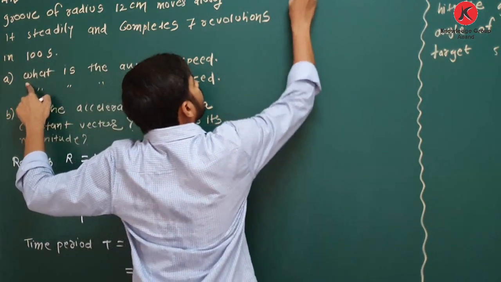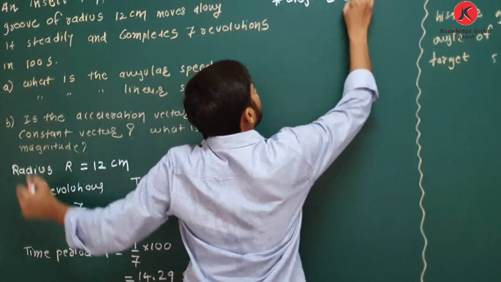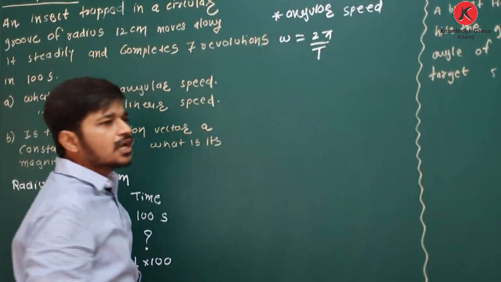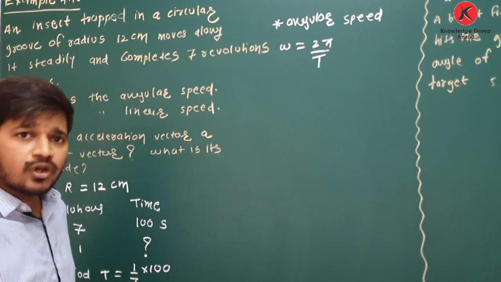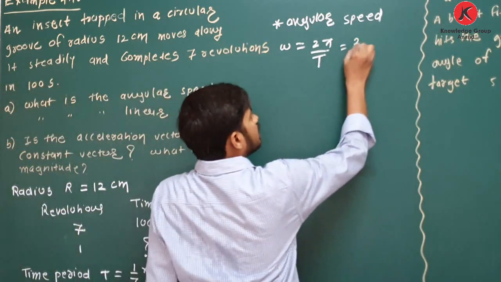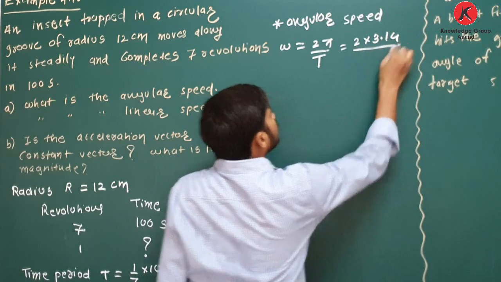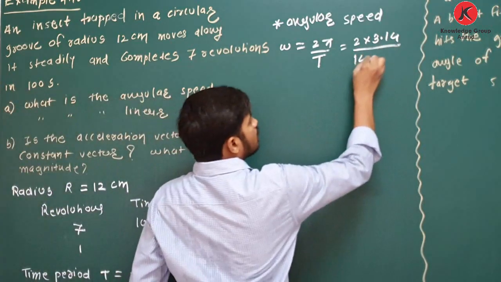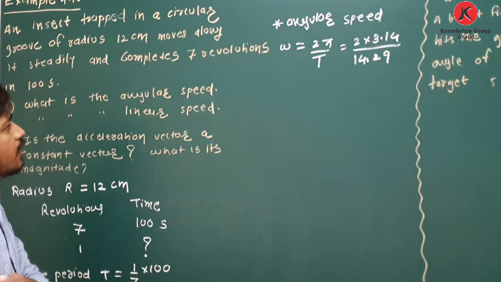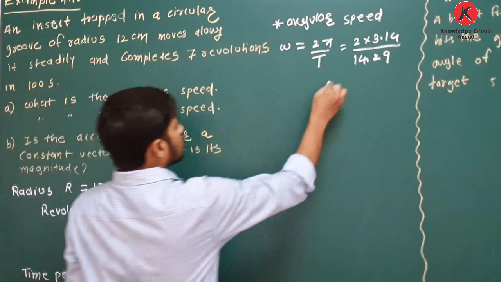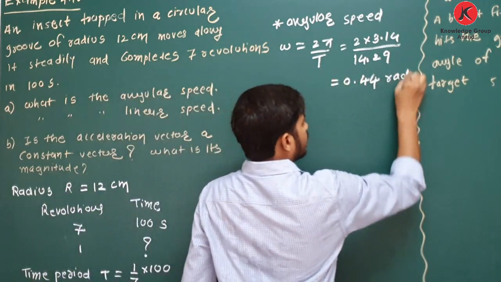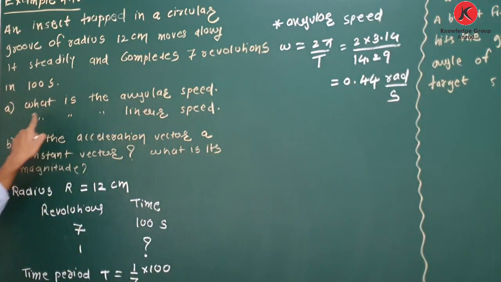So how to find angular speed? Its equation is omega is equal to 2 pi upon T. For circular motion you can use this equation for 1 rotation, for 1 revolution. What is the value of 2 pi? It is 2 into 3.14. What is the value of T? It is 14.29. So 2 into 3.14 divided by 14.29, you will get your answer 0.44. What is the unit of angular speed? It is radian per second.